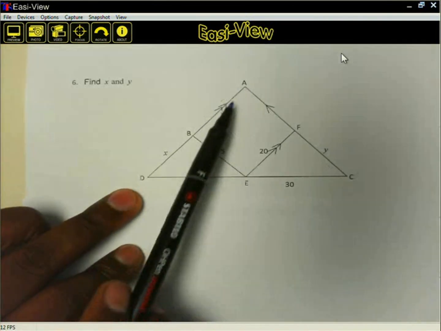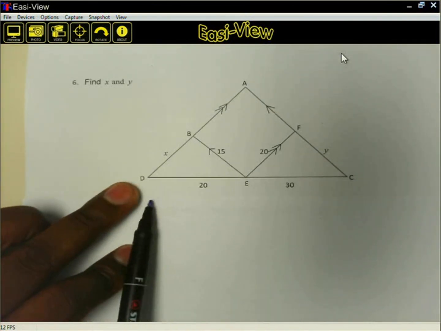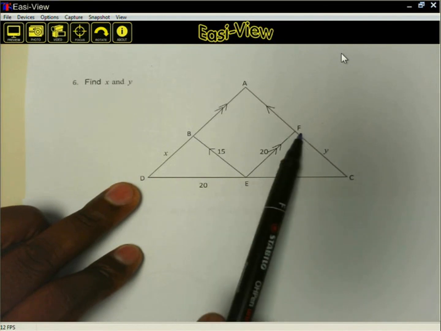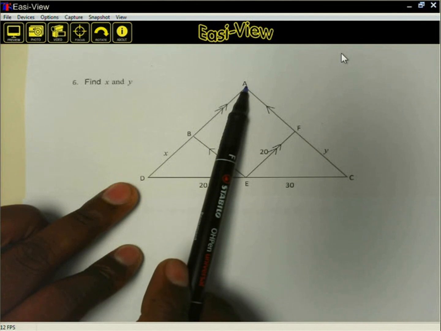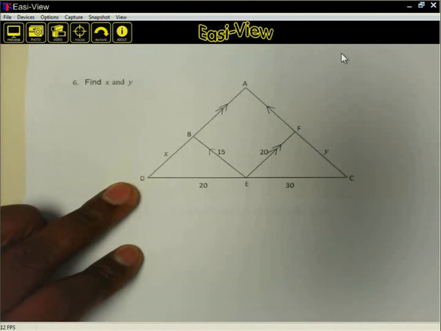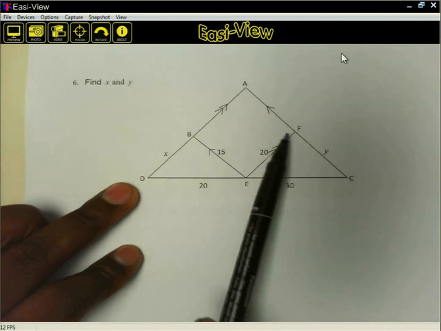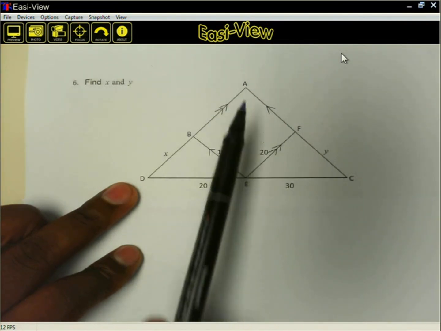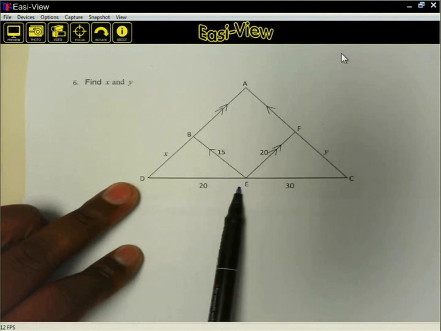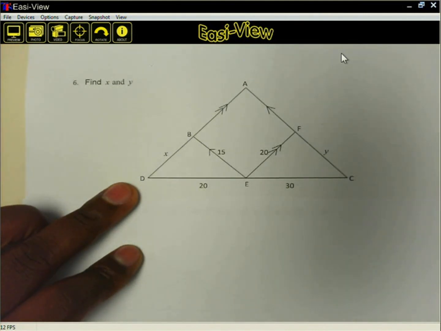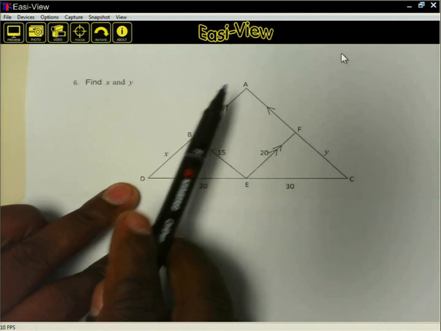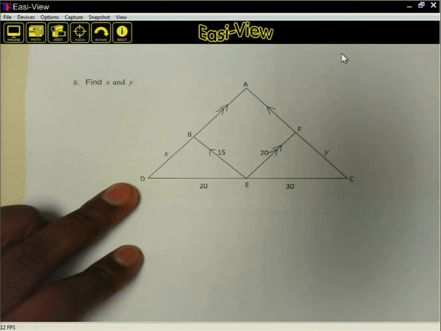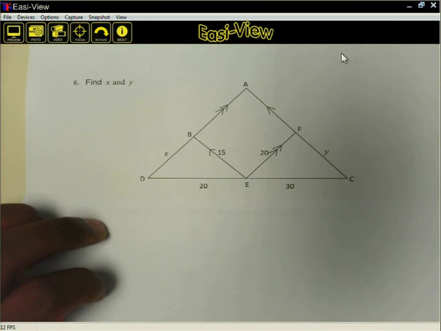Again, you look at that bigger triangle, triangle ACD. Check. EF is parallel to DA. A line parallel to a side of a triangle cuts the other two sides so as to divide them in the same proportion. That means F and E divide AC and DC respectively in the same proportion. Meaning that Y over FA is the same as 30 over 20. Now let's start.